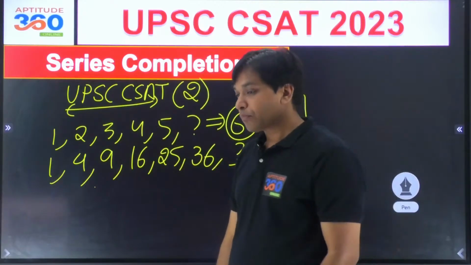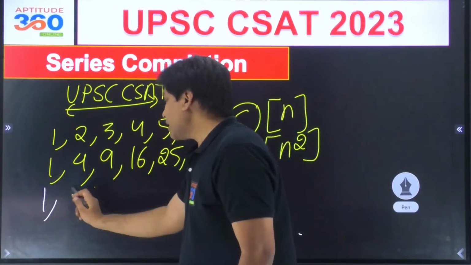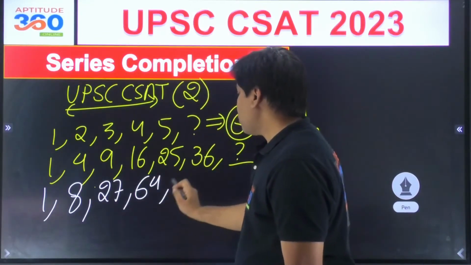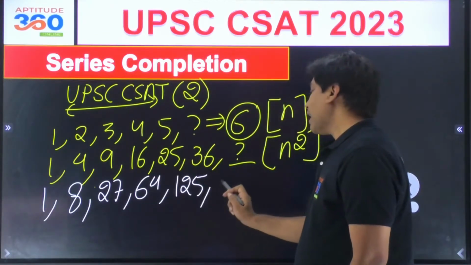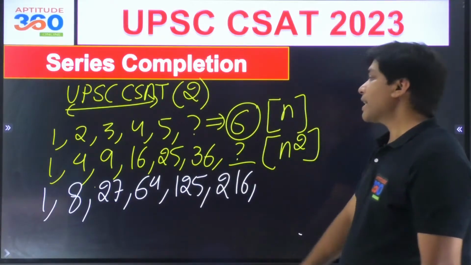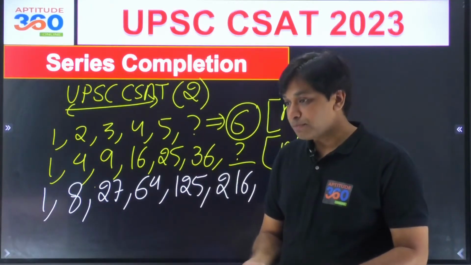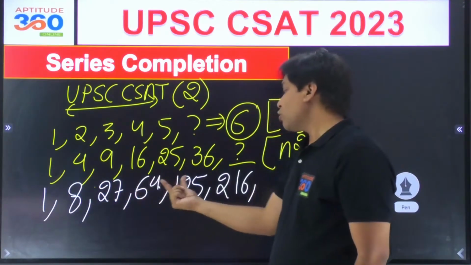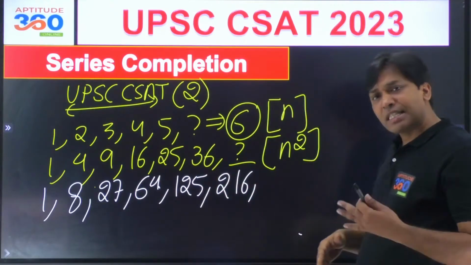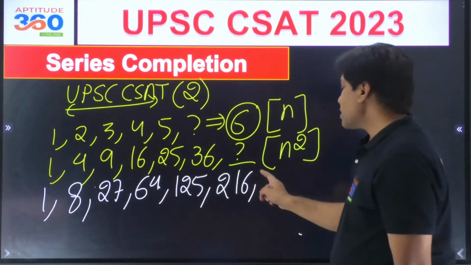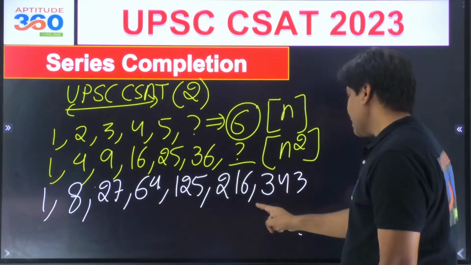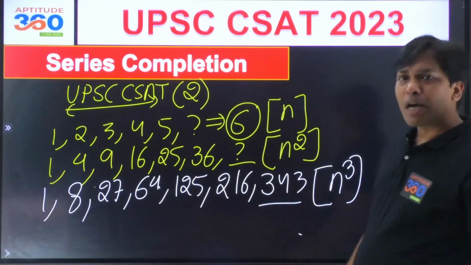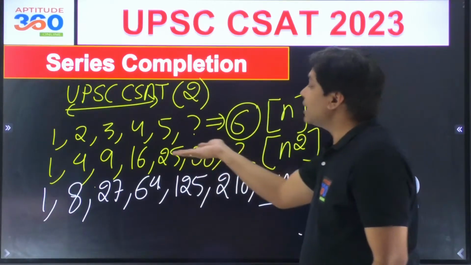Thank you, Aradhana. Now, if I say this is 1 and then 8 and then 27 and then 64 and then 125 and then 216, now what is the next term out here? So this is 1 cube, 2 cube, 3 cube, 4 cube, 5 cube, 6 cube. Obviously the next term is going to be 7 cube, which is 343, isn't it? And this is n cube. So sometimes you might get questions related to this and this.